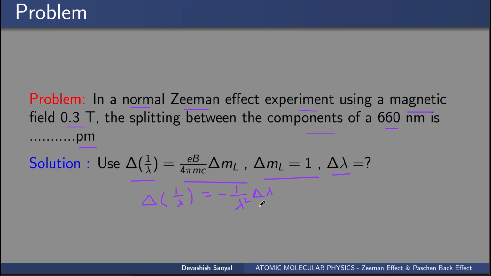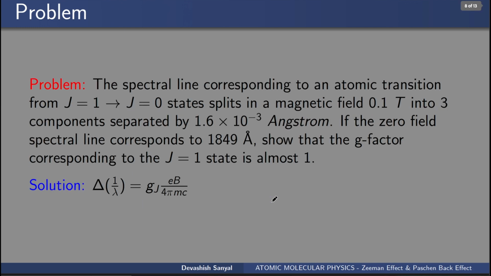That's it. So lambda is given in the problem, and so we can easily find delta lambda. Go to the next problem.